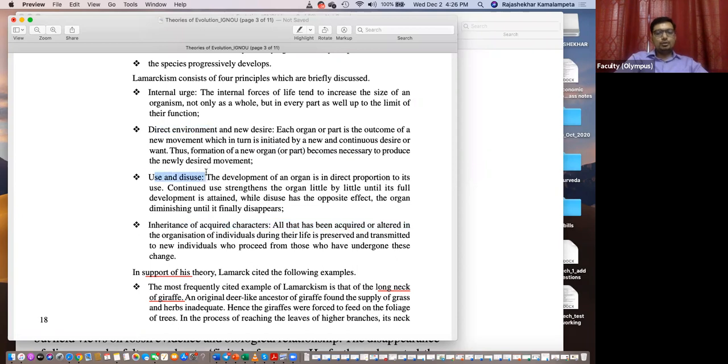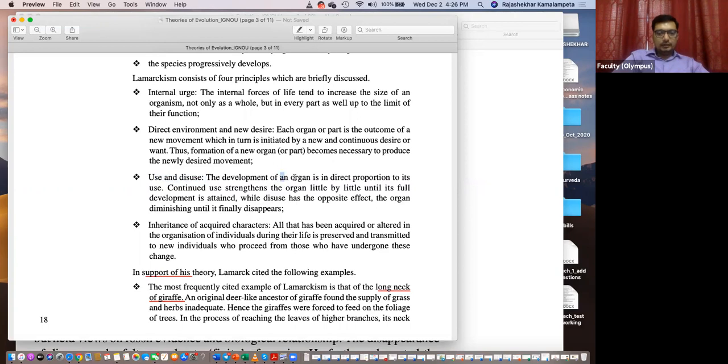But he also talked about use and disuse. There are two ways this change can go. Either you emphasize it or you reduce the need for it. So both in a positive sense and a negative sense it can go. Use and disuse theory.